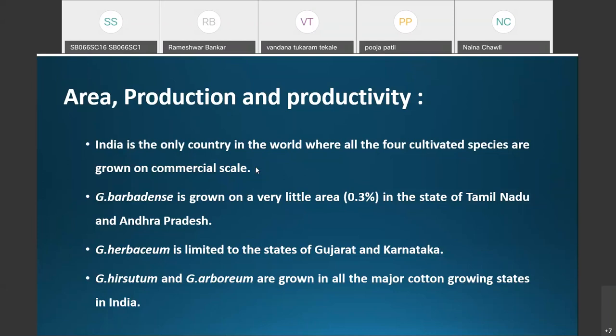While Gossypium herbaceum is limited mainly to the states of Gujarat and Karnataka, the remaining two species, Gossypium hirsutum and Gossypium arboreum, are grown in all the major cotton growing states in India.